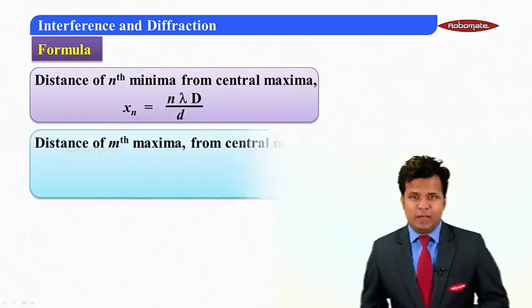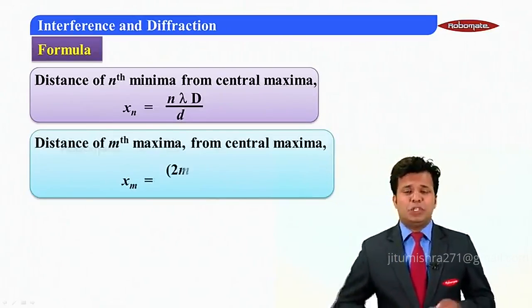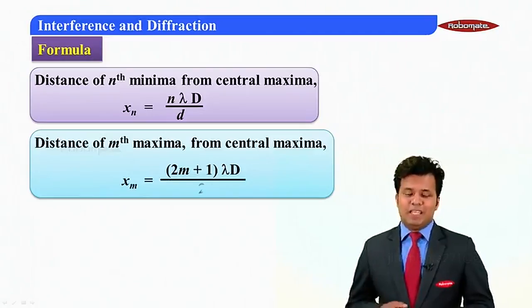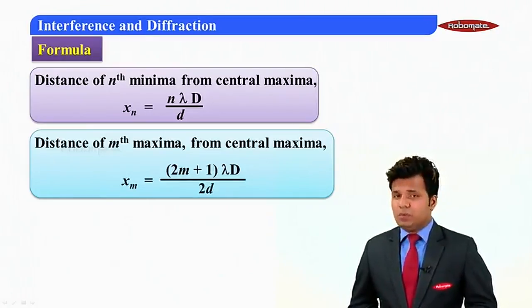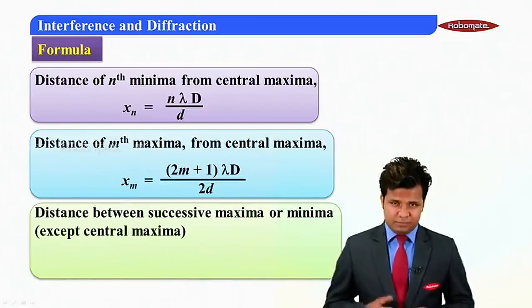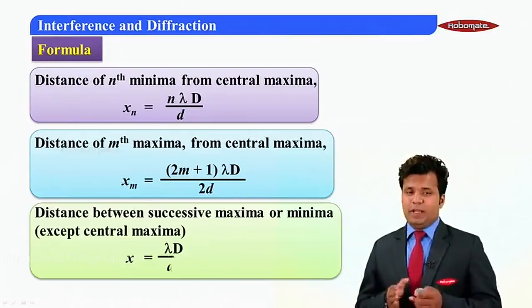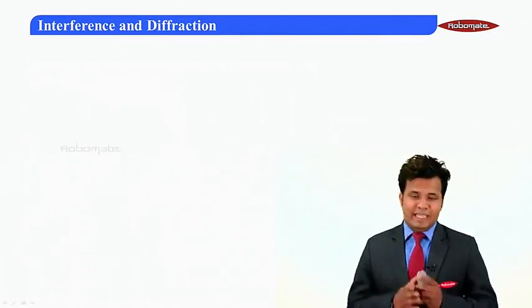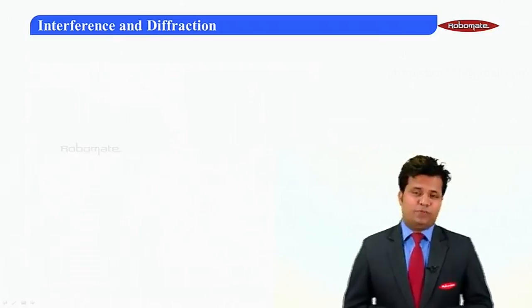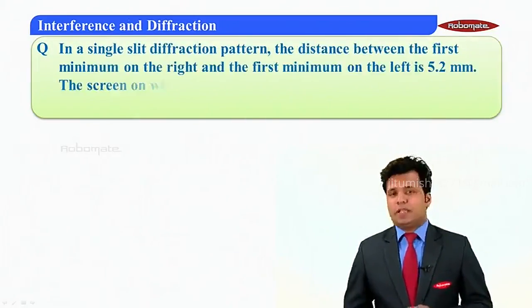What if it's maxima? The distance of nth maxima from central maxima is xm equals (2m plus 1) lambda D upon 2d. Now what if it's successive maximas or minimas except the central maxima? It would be x equals lambda D upon d. Students, these were the formulas which we need to keep in our mind. Now let us go for the first numerical.